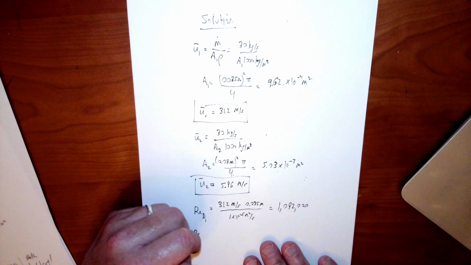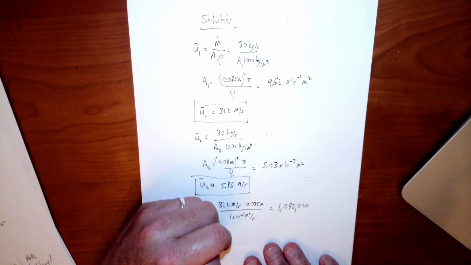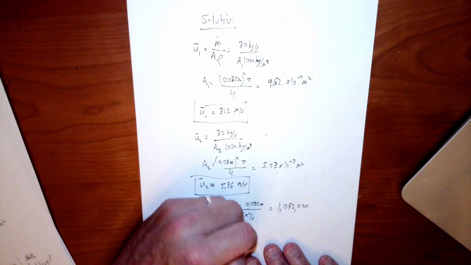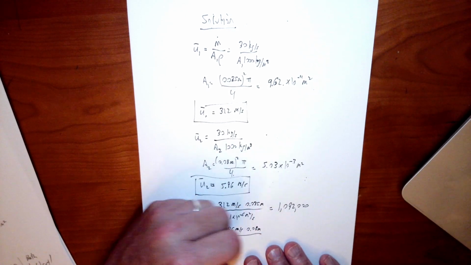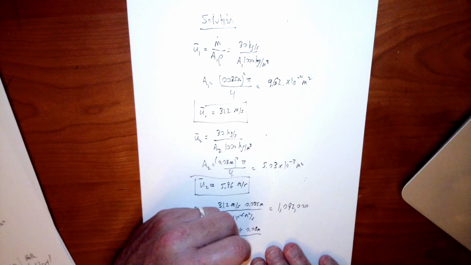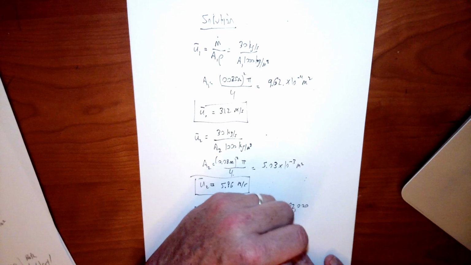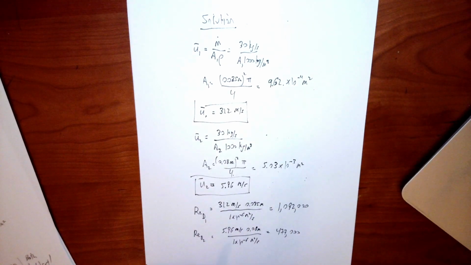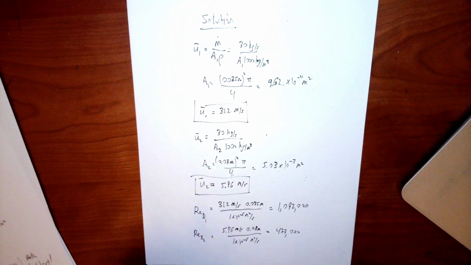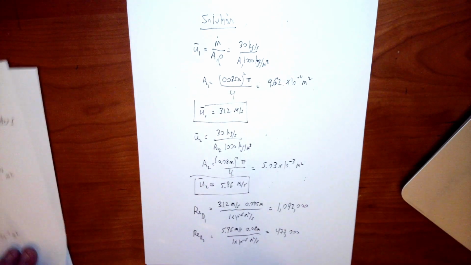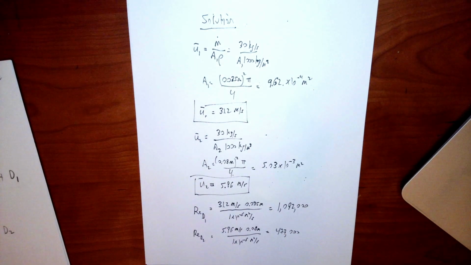And then we have the Reynolds number for the second diameter, 5.96 meters per second times 0.08 meter diameter divided by 1 times 10 to the minus 6 meters squared per second, and that comes out to 477,000. So very, very well beyond what we need for turbulence. Of course, the threshold for turbulence in a pipe is 2,000. So they're both extremely turbulent, no problem there. So we're good to go with our formula.